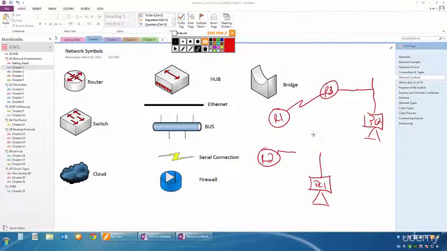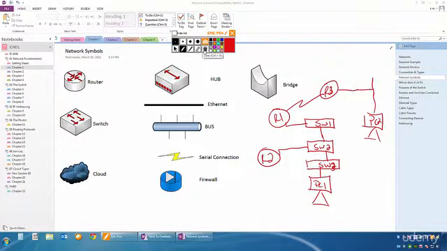Okay, so let's say you're plugged into here, you're plugged into here, and you're plugged into here. And these switches are plugged together. Would you want to draw out switch 2 and switch 3 and switch 1 every time? And all these are on the same network. There'd be no need to.